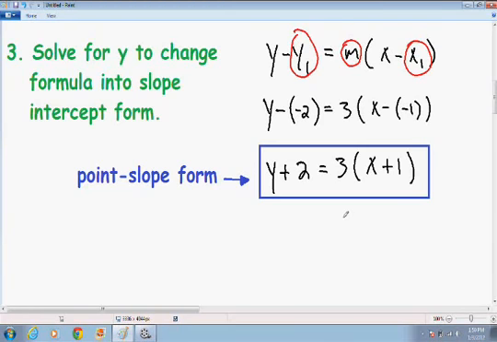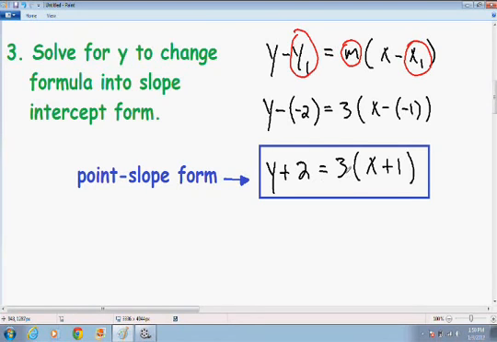So now I have written for you the answer in point-slope form. However, sometimes your textbooks ask you to write your answer in slope-intercept form. In order to change it from point-slope form to slope-intercept form, I wrote the directions for you in step number 3. You want to solve for y to change the formula into slope-intercept form. You want to get y by itself.